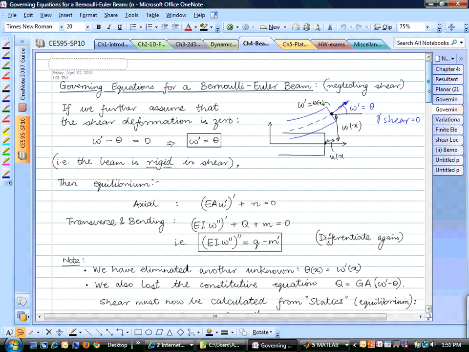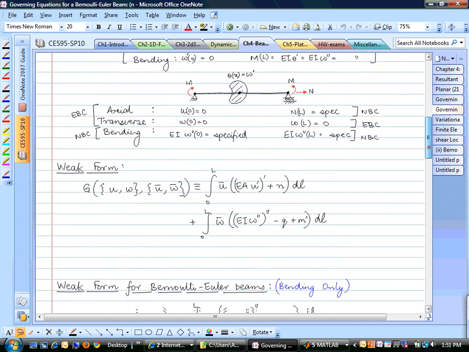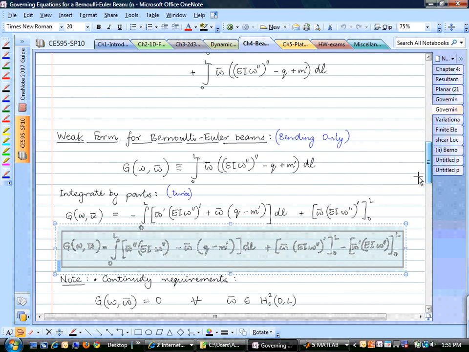So we also, I think, did some problems on this. And finally, if you do the integration by parts, take the governing equation, multiply it with virtual displacement, and integrate by parts, you get this as the weak form.